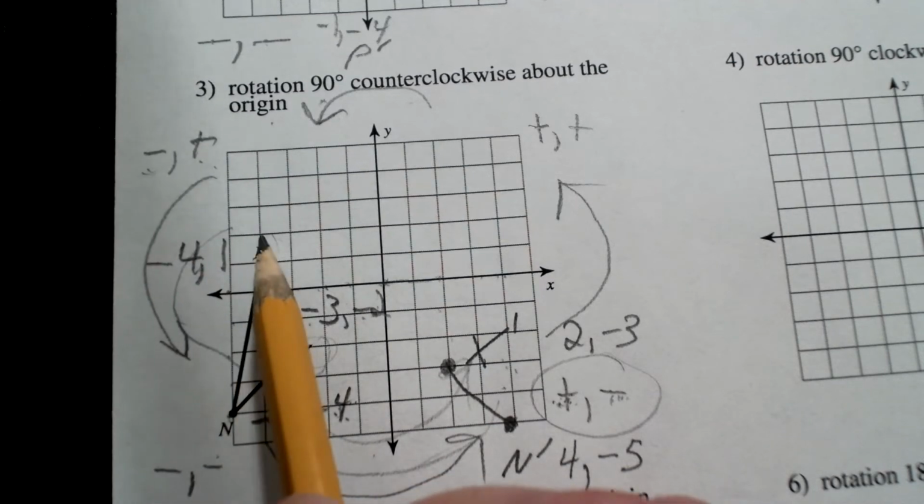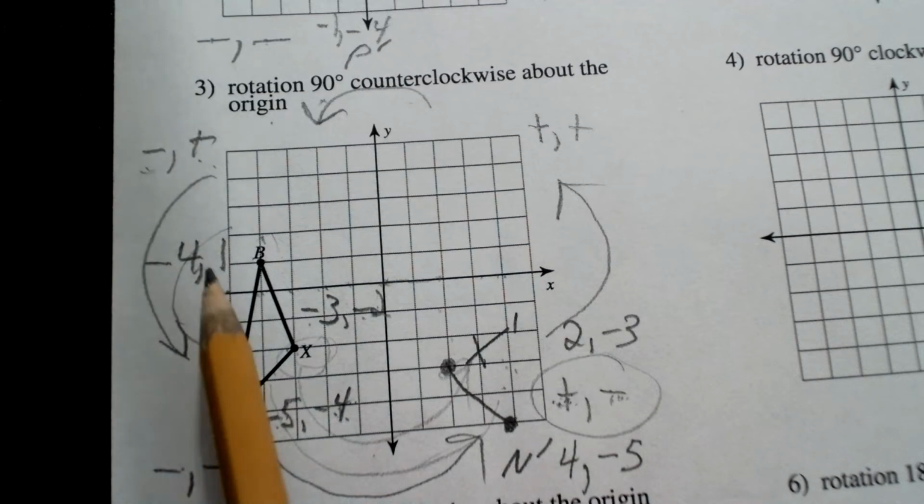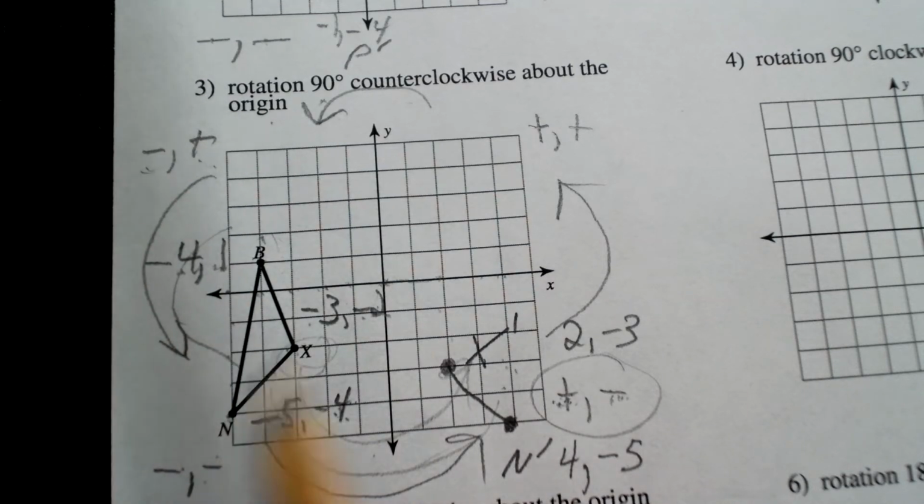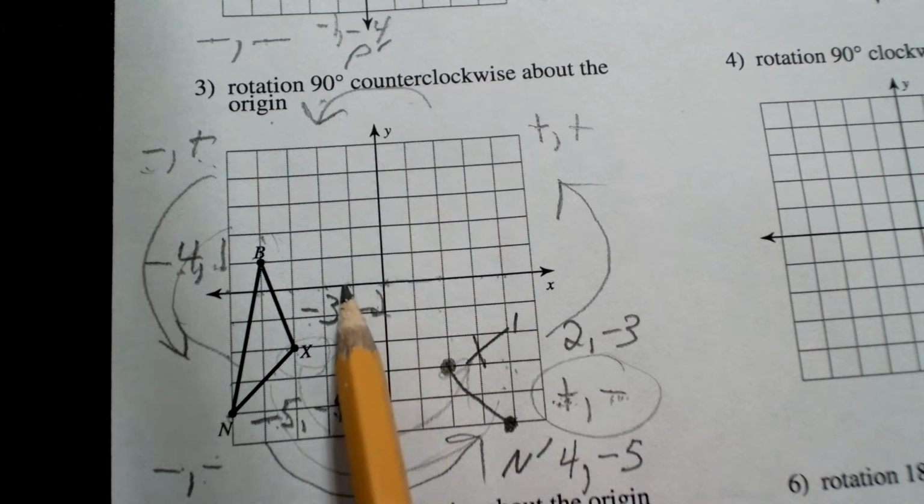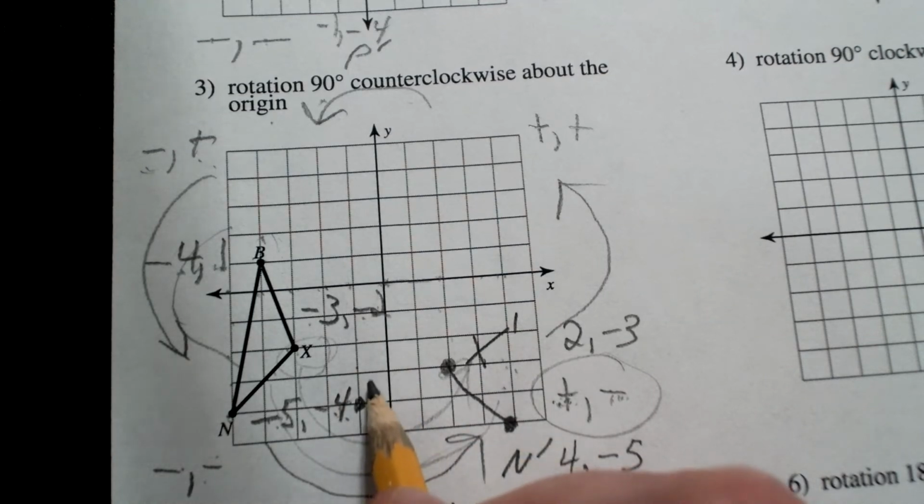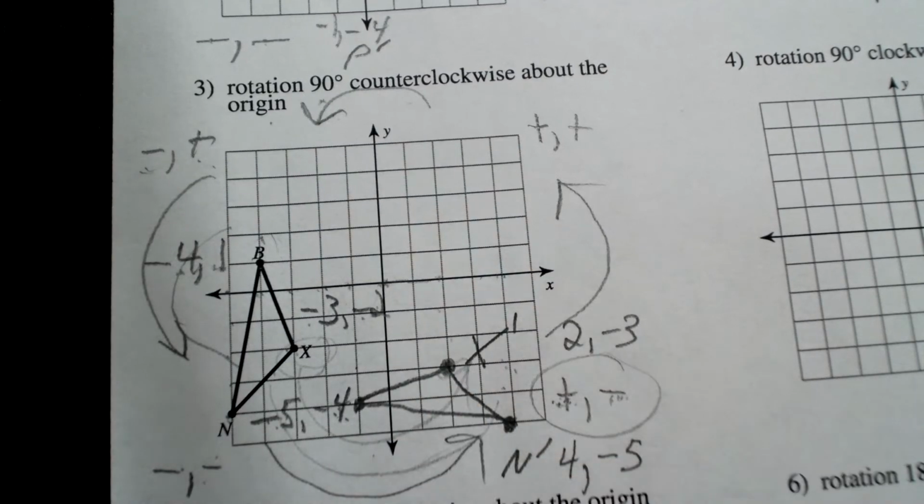And then this one here, where it was negative 4, positive 1, well, this one's going down here. It's in this quadrant, it's going to this quadrant. And this one is negative, negative. So this one, we're going to flip these two, and then they're both going to be negative. So negative 1, negative 4. And as you can tell, that's that. So we're going to do one more. Do this one here.